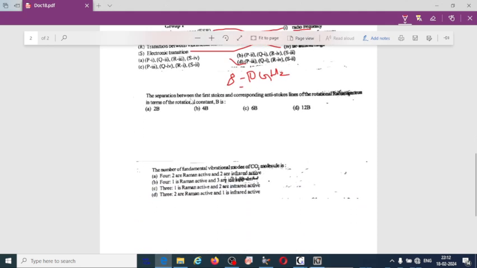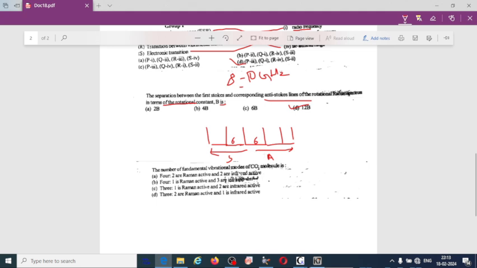Next question, the separation between the first Stokes and corresponding anti-Stokes lines of the rotational Raman spectrum in terms of rotational constant B is. If we draw the Stokes and anti-Stokes lines, on the left side these are the Stokes lines and these are the anti-Stokes lines. The first line separation is about 6B plus 6B. Then 6 plus 6, that is 12. So option D is correct here.